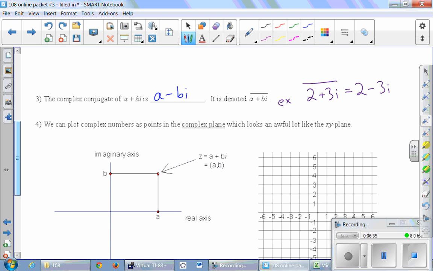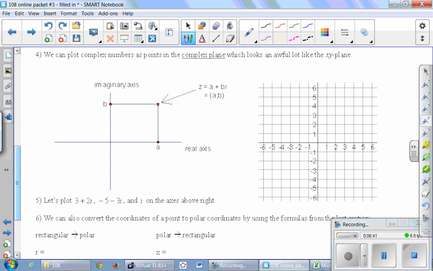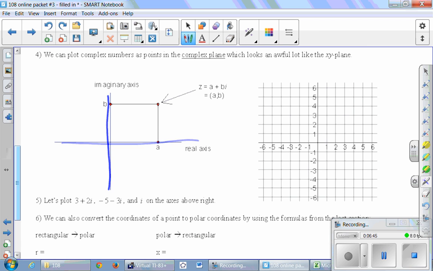4, we can plot complex numbers as points in the complex plane, which looks an awful lot like the xy plane. So the xy plane has the x-axis and the y-axis. Well, we don't have that anymore. Now it's the real axis and the imaginary axis. And if you have a point over here and it's sitting above some number a and to the right of some number b, what we're saying is that this is how you plot the point a plus bi.